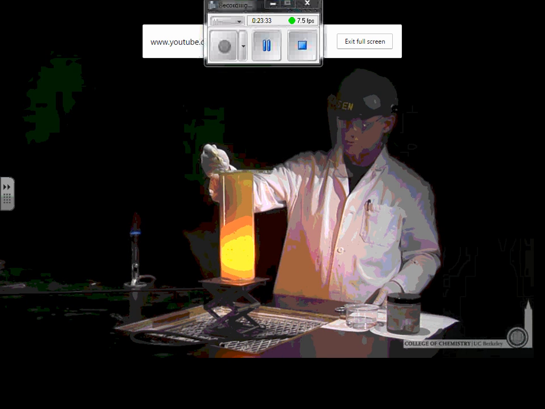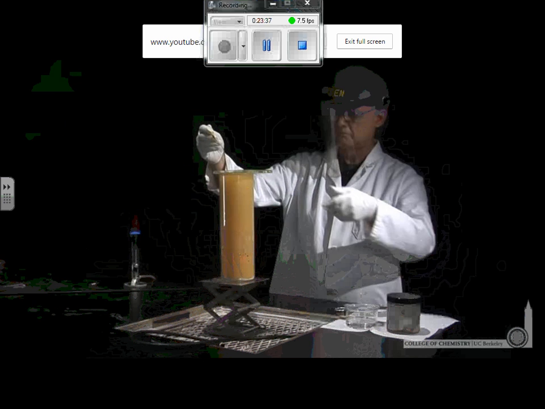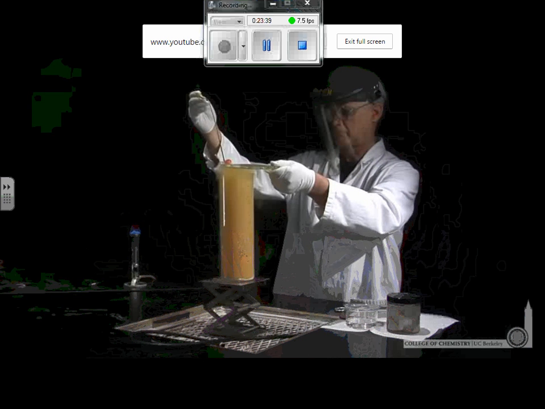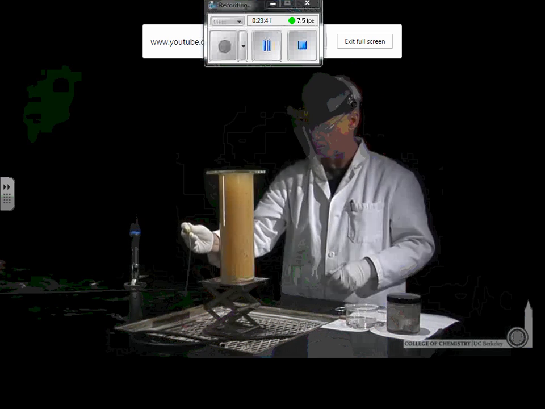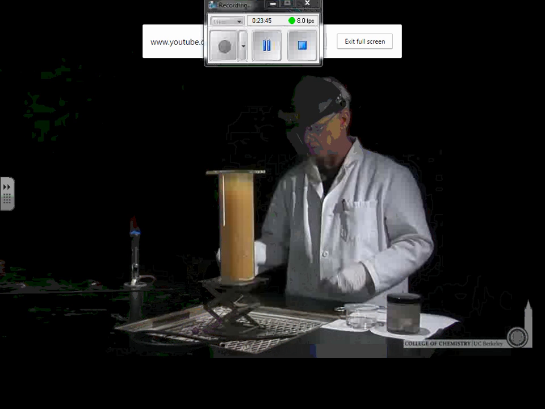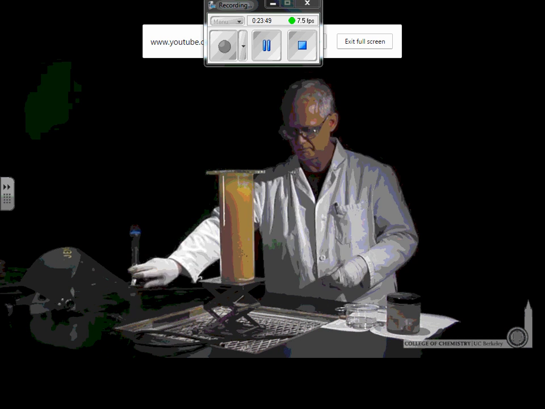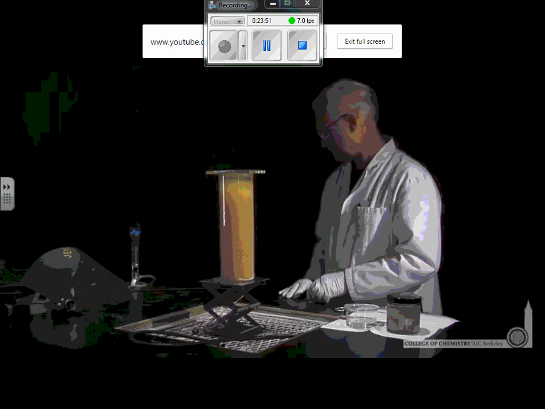Now, the reaction between sodium and chlorine, of course, forms sodium chloride. We typically know that as table salt. And Lonnie's prepared some in advance. He has white table salt, purified, that he can show us.